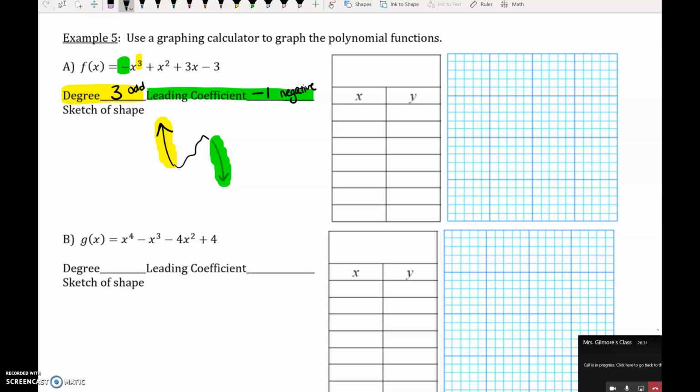And then these will connect somehow in the middle. I really don't care about how they connect in the middle. They will connect somehow in the middle.